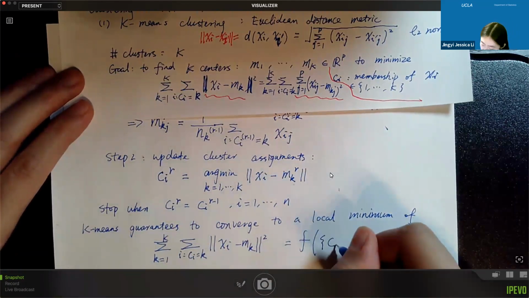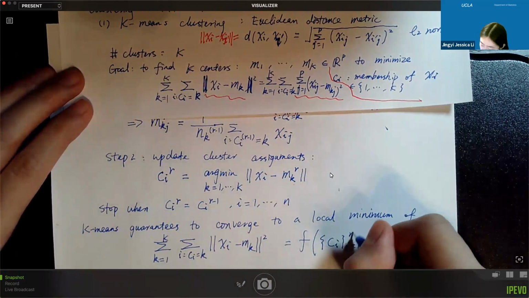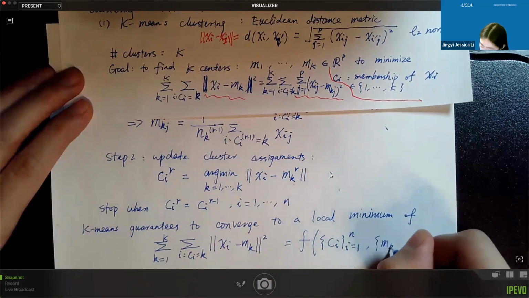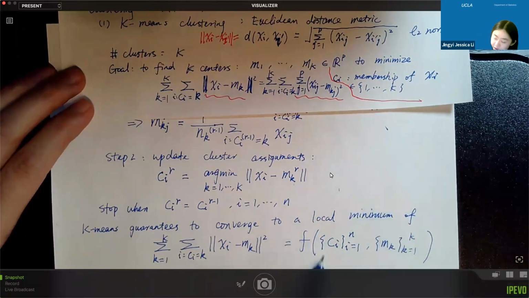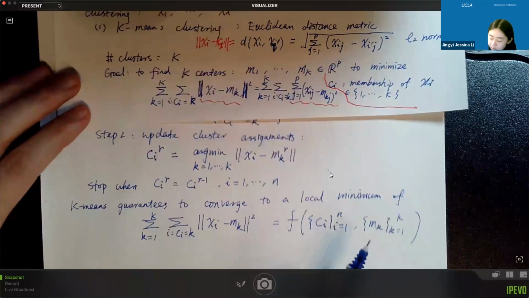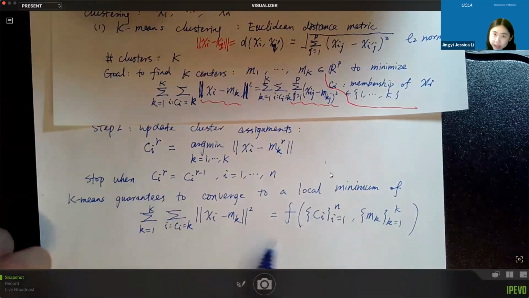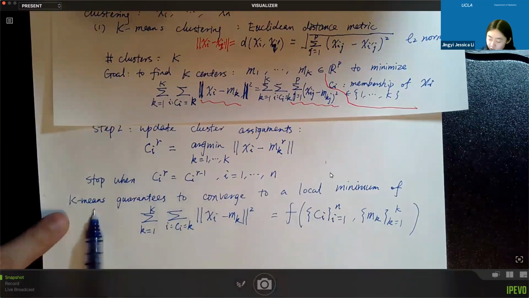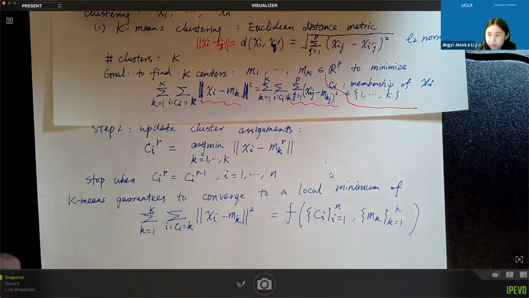So the centers are the things we need to find. This is the assignment, and this is the center, from 1 to capital K. So we will find both of these things. And we hope that we can find the assignment and the centers to minimize this function. But as I said, this iteration can only guarantee that you converge to a local minimum of this function, but it may not be a global minimum if this function has many local minima.